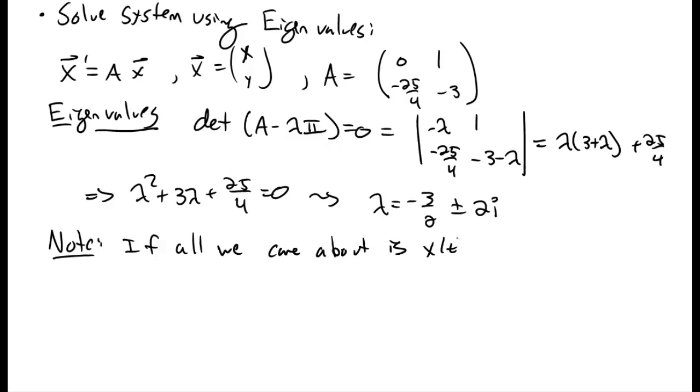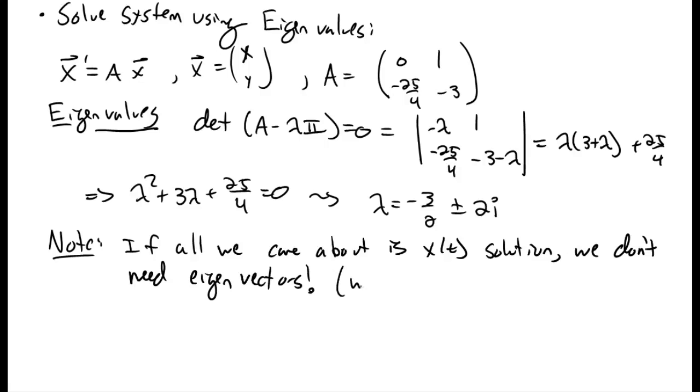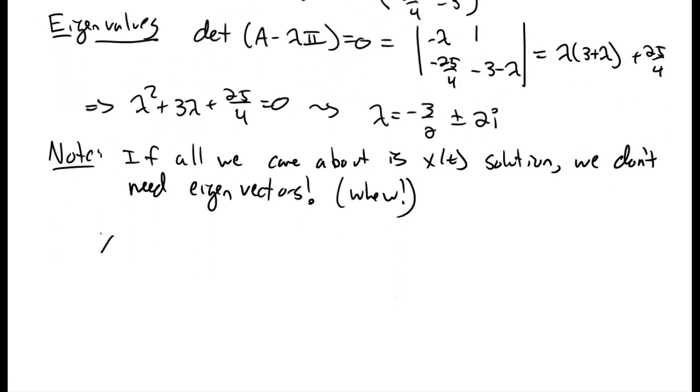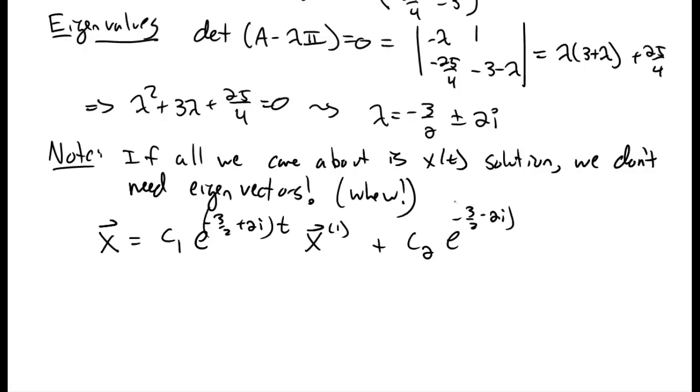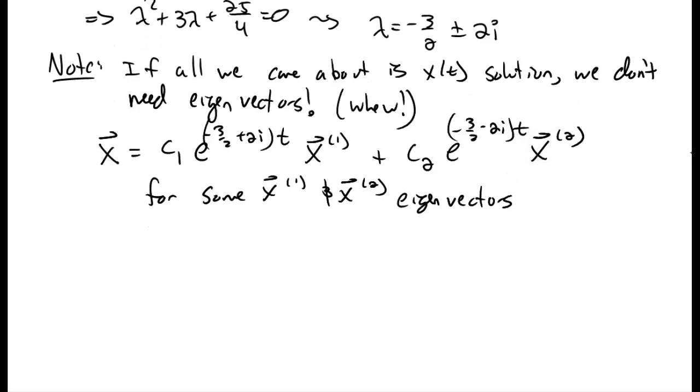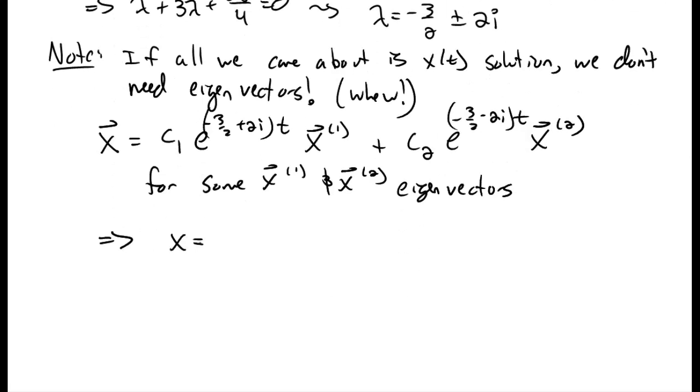Note that if all we care about is the solution for x of t, and we don't really care about y, remember y is just x prime, then we don't really need the eigenvectors. We only need the eigenvalues to find the solution for x of t, which is good because finding eigenvectors is kind of tedious. So the solution for our x vector, if you write it in terms of the unknown eigenvectors at this point, would look something like this. For some eigenvectors, we don't know what they are, but we don't really need to know what they are if we just want the solution for x of t.